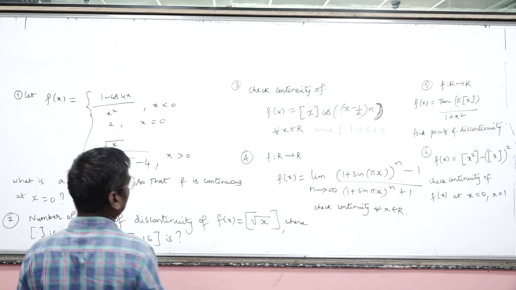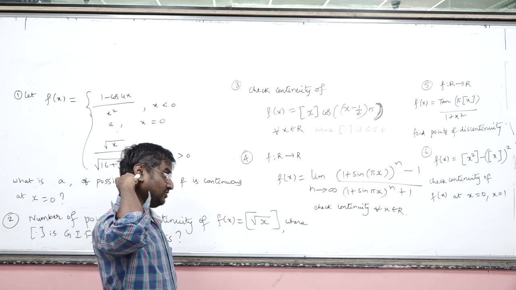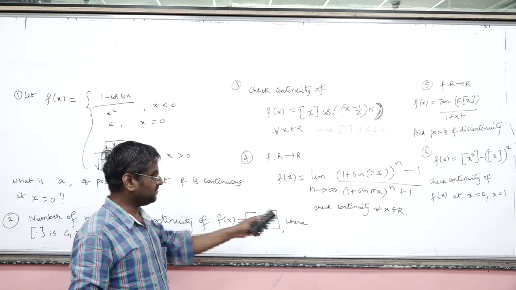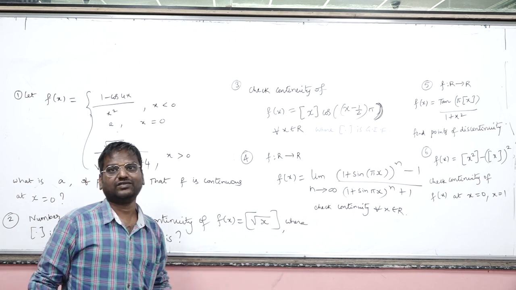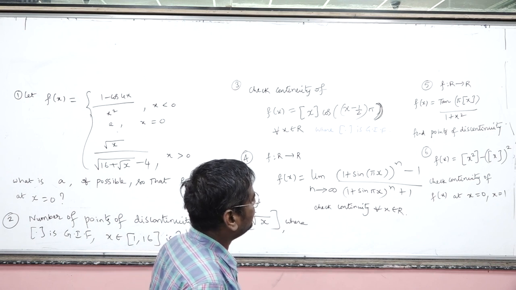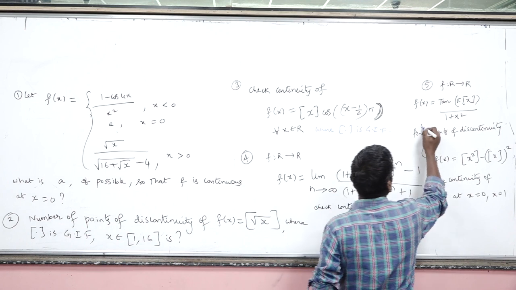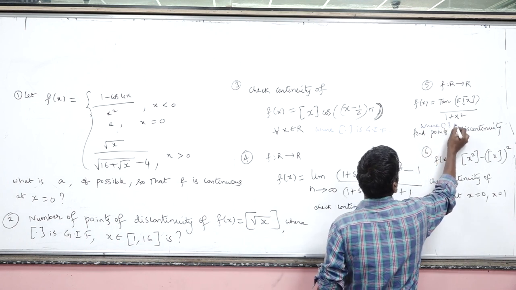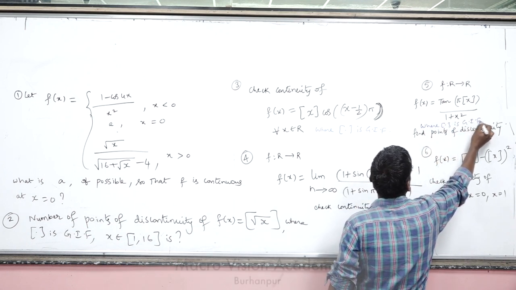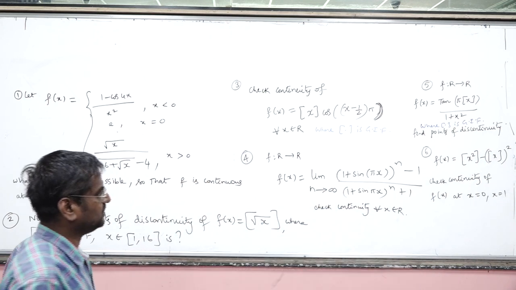Next, f maps R to R, f of x is the limit as n tends to infinity of (1 plus sin pi x) whole power n minus 1, by the same thing plus 1. Check continuity for all x belongs to R. Next, question number 5: f maps R to R, f of x is tan pi step x by 1 plus x square, where again step is the greatest integer function. Find points of discontinuity for all x belongs to R.